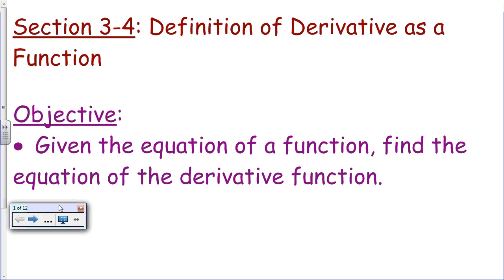If you recall, at the end of the last section we were sketching the derivative function. In fact, we were even using the nderiv command to sketch the derivative on our calculator. And the question is, can we actually come up with what the equation of that function is? And so we're going to look at how we can actually do that here.